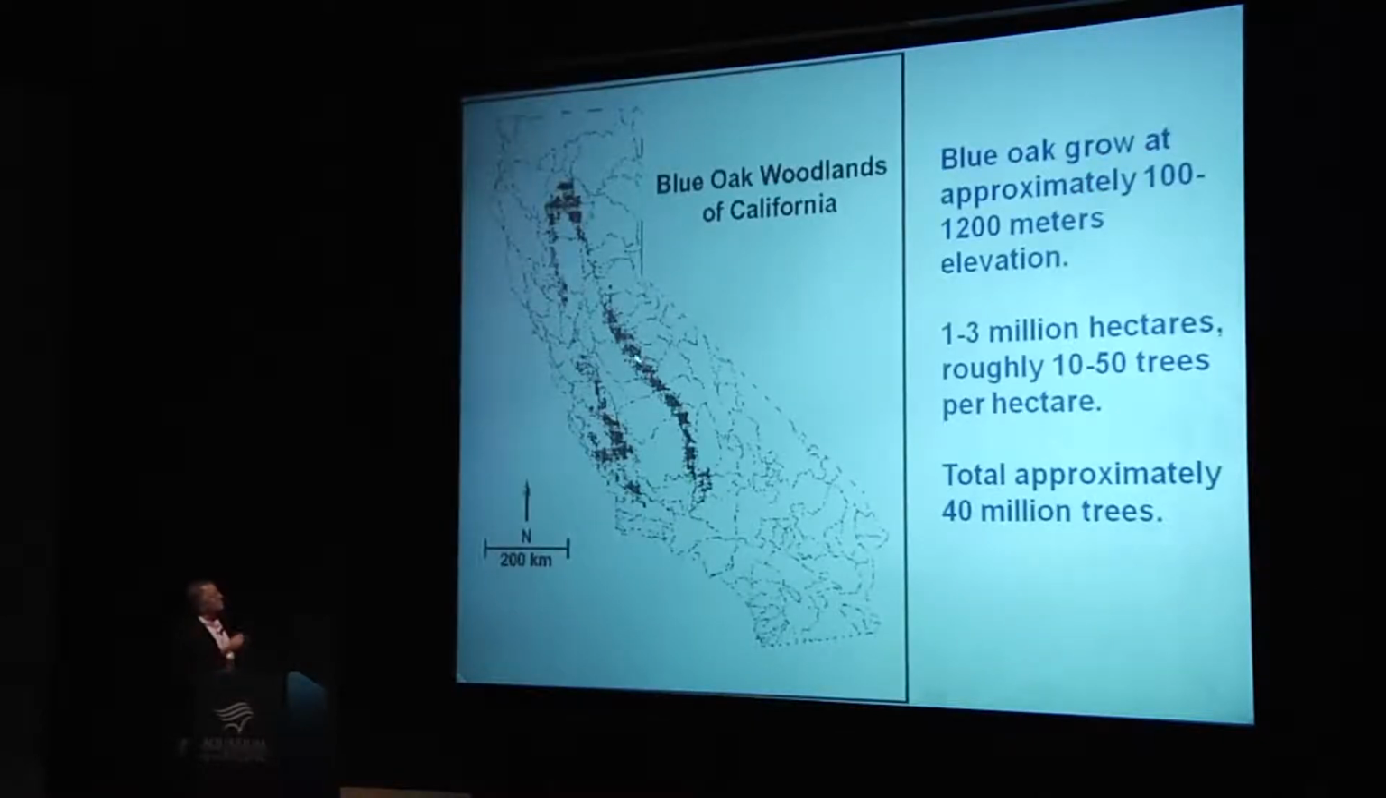And they grow in kind of a bathtub ring around the Central Valley, from anywhere from about 100 to 1,200 meters, or maybe 300 to 3,500 feet, or around 4,000 feet or so.